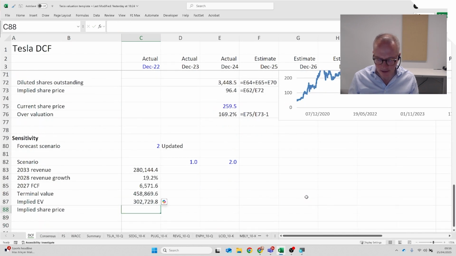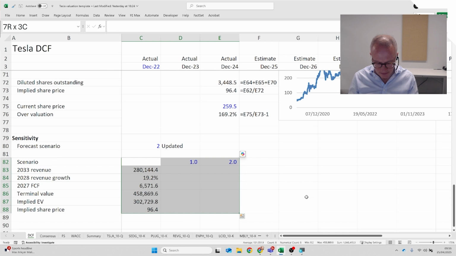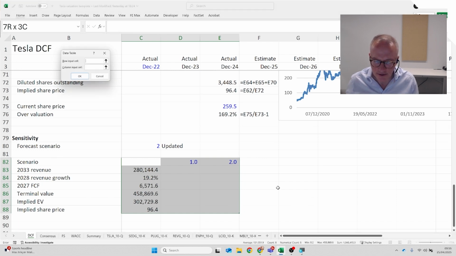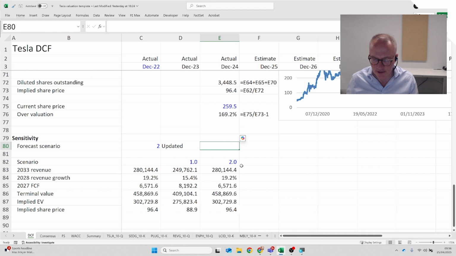And then the implied share price I'll take from the 96.4. Then I can just do a quick data table here. The row input cell is the scenario choice, and then I'll choose OK. So you can see that in the forecast scenario, actually the share price has gone up weirdly.